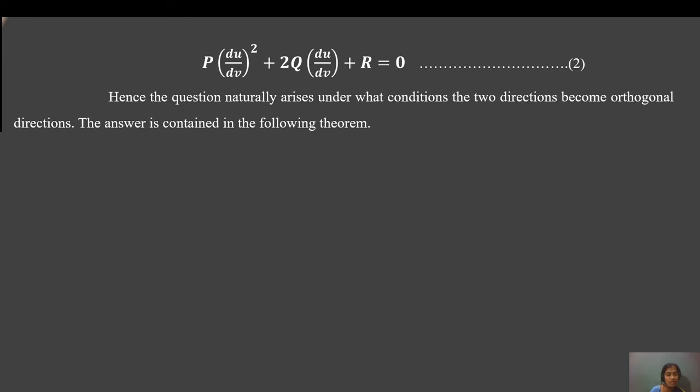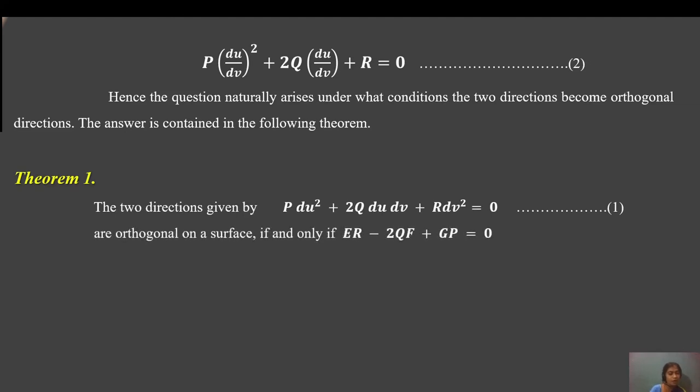Hence the question naturally arises: under what condition will the two directions become orthogonal directions? The answer is contained in the following theorem. Theorem first: the two directions given by P du square plus 2Q du dv plus R dv square equals 0 are orthogonal on a surface if and only if ER minus 2QF plus GP equals 0.